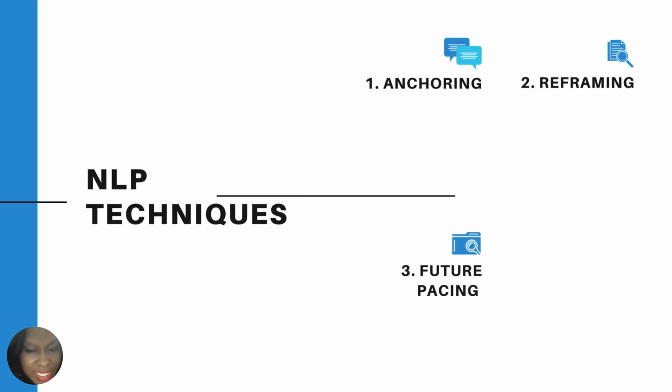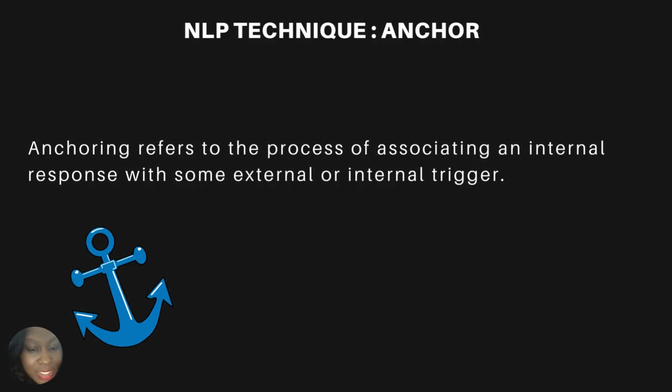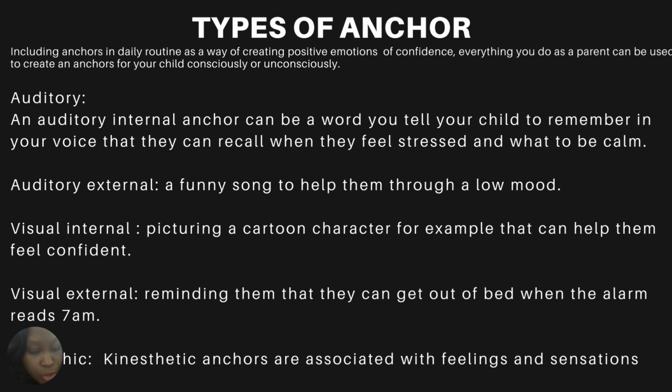Now, what are the NLP techniques that we're going to be exploring in this course? The first one is anchoring, the second one is reframing, and the third one is future pacing. Now, what is anchoring? Anchoring refers to the process of associating an internal response with an external or internal trigger. And anchoring can happen on a conscious or subconscious level. And there are a couple of types of anchors that we can have. Including these in your daily routine can definitely help your child build confidence.